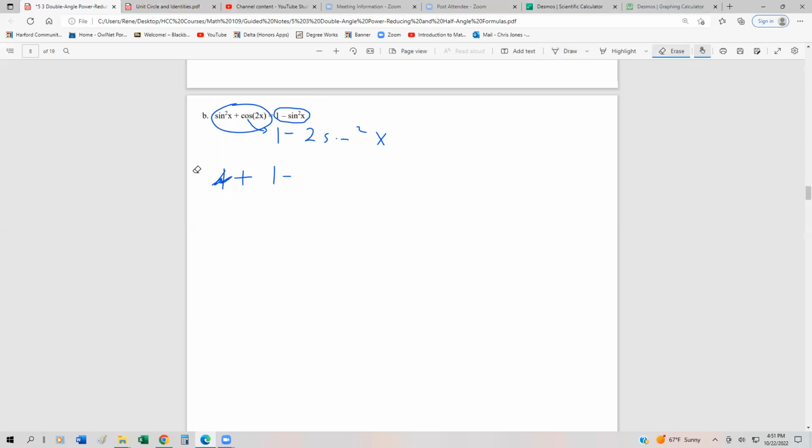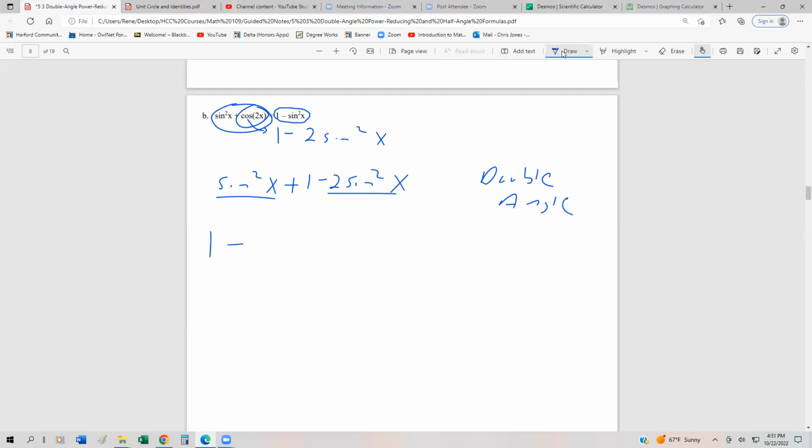So I started copying down the formula instead. We just drop down the sine squared, and then our cos of 2x becomes 1 minus 2 sine squared of x. That's just our double angle again. And then if we combine like terms, that's just going to become 1 minus sine squared of x. That's just by adding like terms. And we're done, because that's exactly what we needed to show.